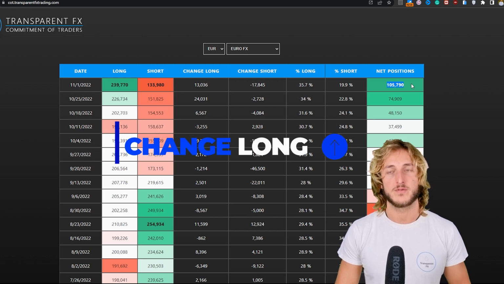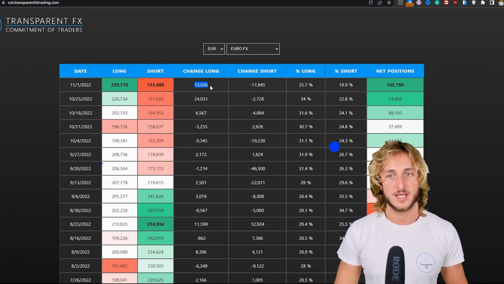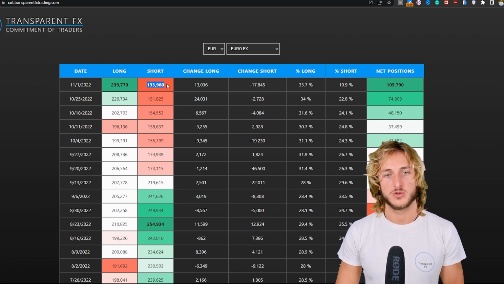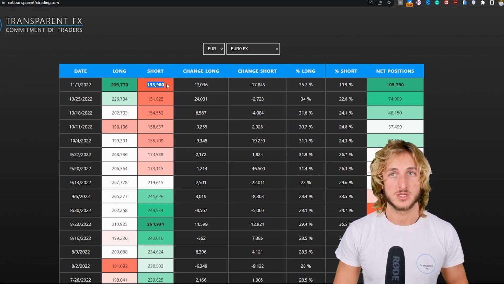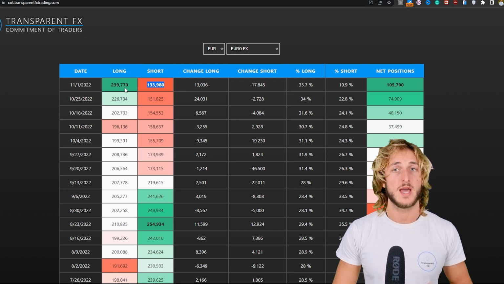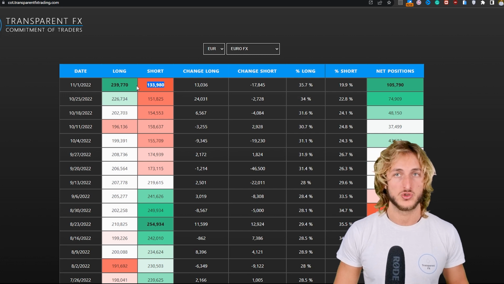all the way up to now having 105.7k net positions, with 13k longs added with the last report and 17.8k shorts getting closed, reaching 239k longs compared to only 133k shorts from an institutional perspective. So completely the opposite situation, in which we have way more longs than shorts.